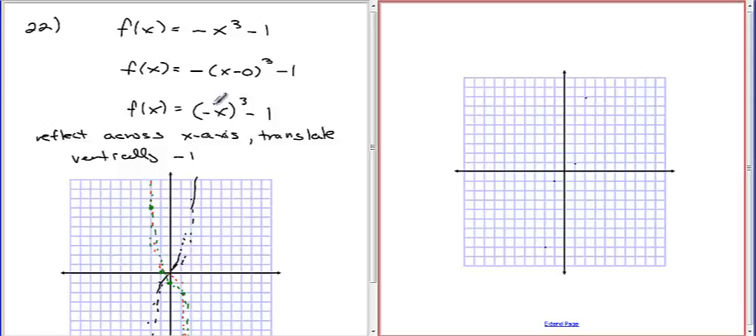Now if I reflect this across the y-axis, this point goes there, and this point goes there. This point goes over there, and that point goes over there. And you end up with the same curve. So it doesn't matter in this case whether the negative side is inside or outside. You end up with the same curve. It's just that one's reflected across the x-axis and one across the y-axis, and then you'd make your vertical shift.